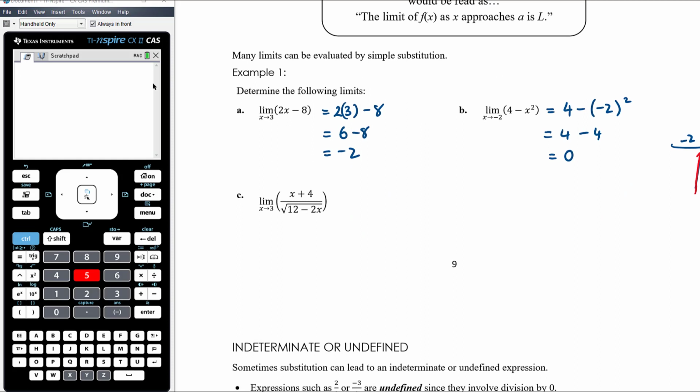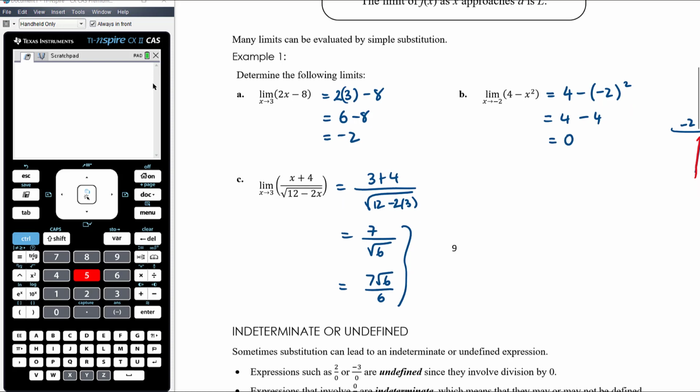Again, we can evaluate this when x is equal to 3. So we're just going to simply substitute 3 in. If you can evaluate the limit through direct substitution, that's all you need to do. As x approaches 3, the limit of this function will be what we get when we sub 3 into this function. So that's going to be 7 on the numerator over square root of 12 minus 6, so square root of 6. 7 on root 6, you can rationalise if you want, 7 root 6 on 6, but both are perfectly valid and correct.